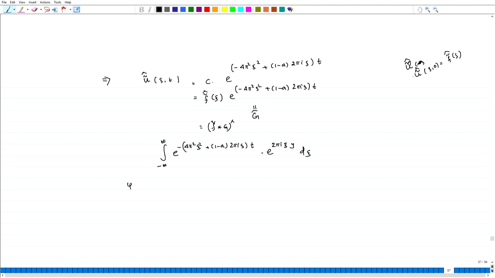This is a shift combined with the Gaussian, and if I take this along with this, I will get that u tilde of y comma t is equal to the integral from minus infinity to infinity of f tilde of xi times 1 by square root of 4 pi t, by taking the Fourier transform with the dilation of the Gaussian, e to the power minus of y minus xi plus 1 minus a t, whole square by 4 t, d xi.